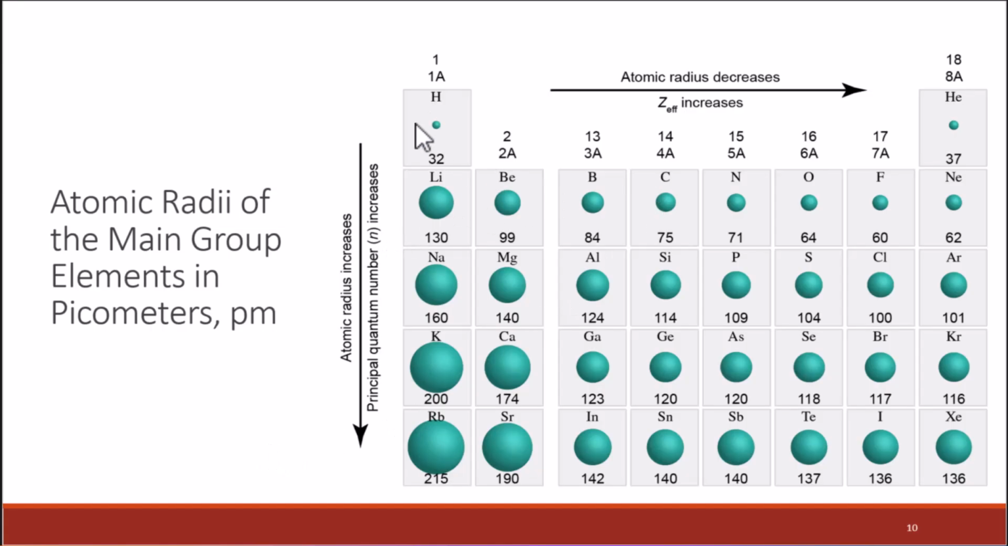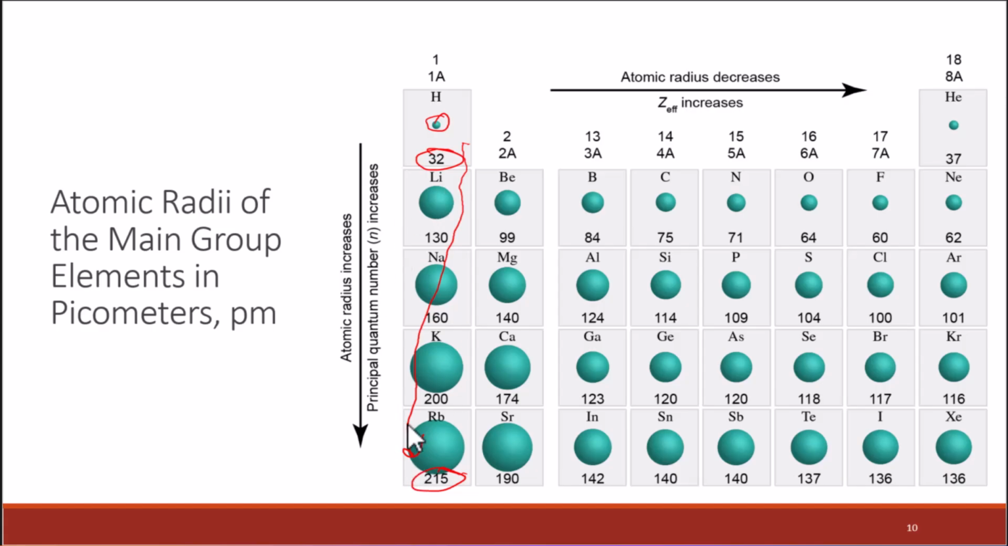Over here in this group, you have hydrogen. This is group 1. And as you go down the group from lithium all the way down here to cesium, you go from 32 picometers to 215 picometers. That tells you this radius is larger because the effective nuclear charge is less.